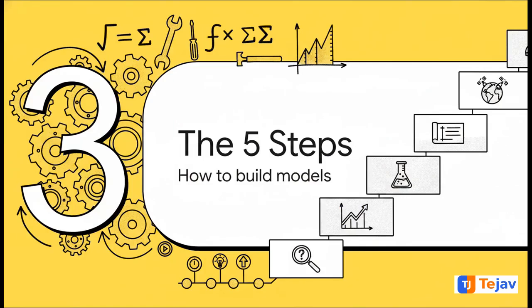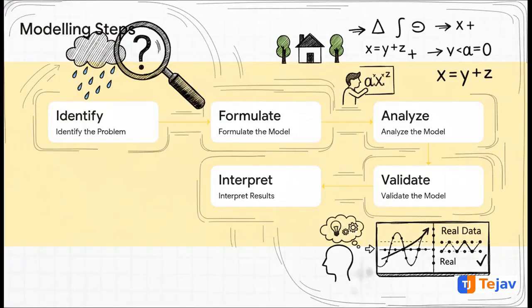All right, we've got our tools. Now for Section 3, the 5 steps. These 5 steps are absolutely crucial for your board exams, so pay attention. Step 1, identify the problem. You've got to clearly understand the real-world issue, like predicting tomorrow's rainfall. Step 2, formulate the model. This is the translation phase, converting the situation into math by identifying your variables. Step 3, analyze the model. Here's where you actually solve those equations to make your prediction.